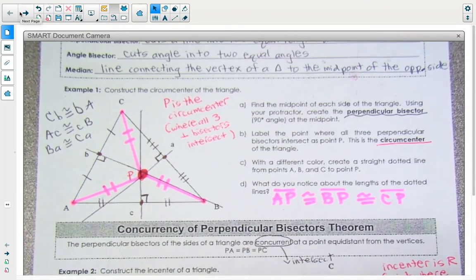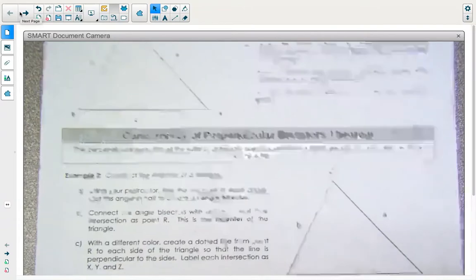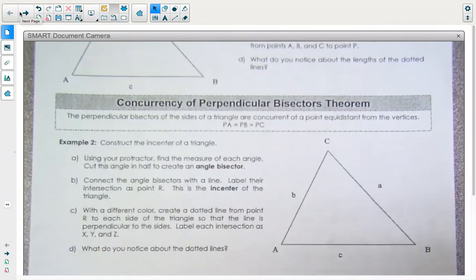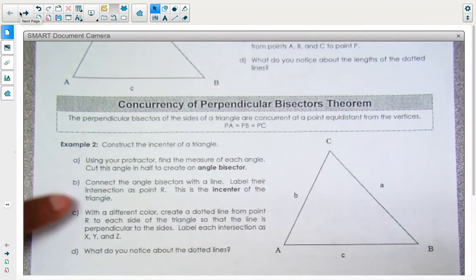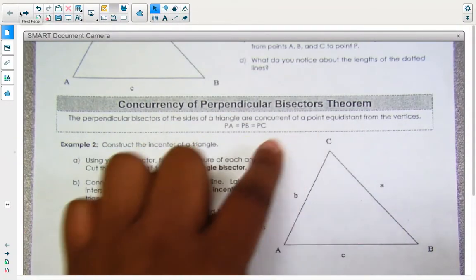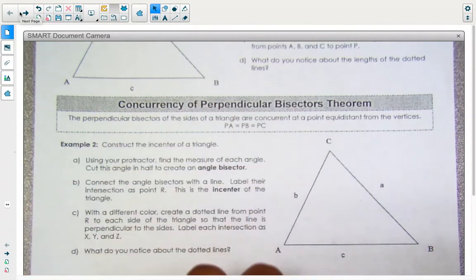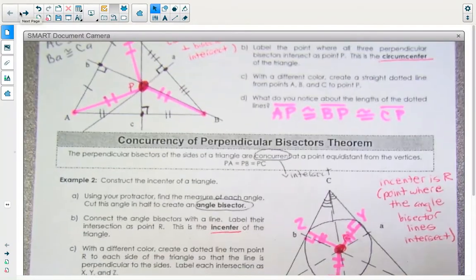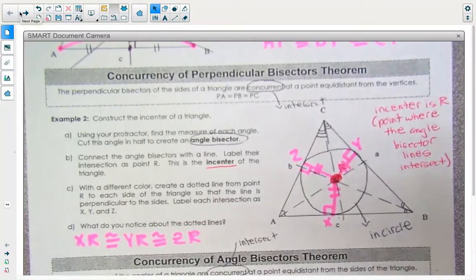All right, next thing that we're going to take a look at. Again, I have another blank triangle. I'm going to go through these 4 steps over here, and we're going to discover something about our incenter and our angle bisectors. I already have my pre-drawn picture here. I'm just going to go through and show you how we got what we got.